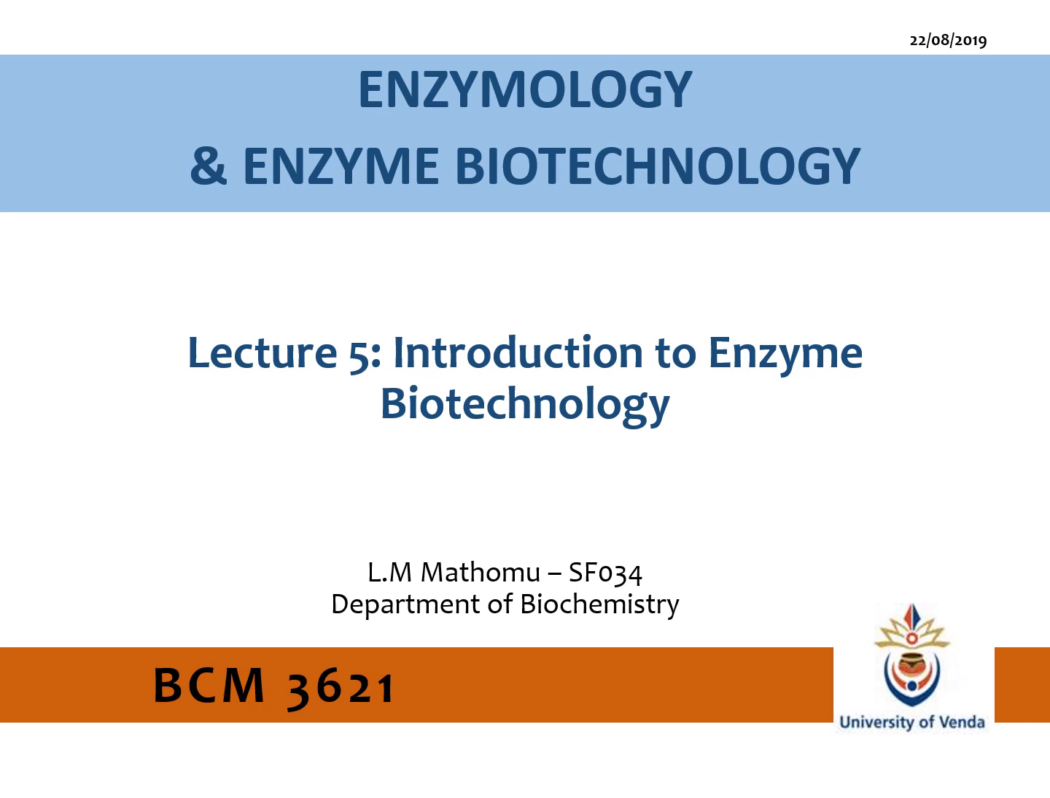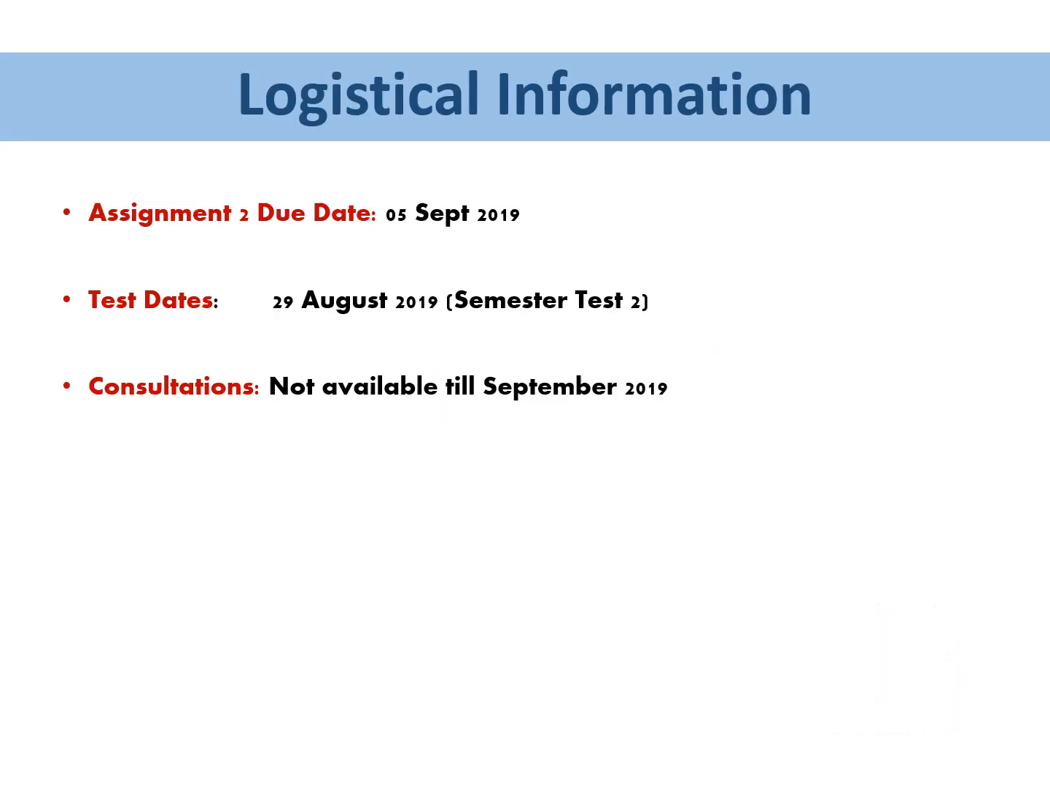So let's deal with some logistical issues. On the 5th of September, I'm expecting assignment number 2, which I will give you somewhere in this lecture. And remember, on the 29th of August, our semester test 2 still stands. Although in my absence, you still write this test, and you cannot find me until September, so I'm not available until we meet at lecture 6.